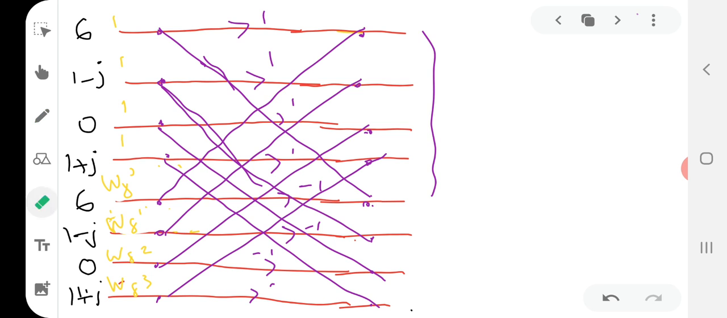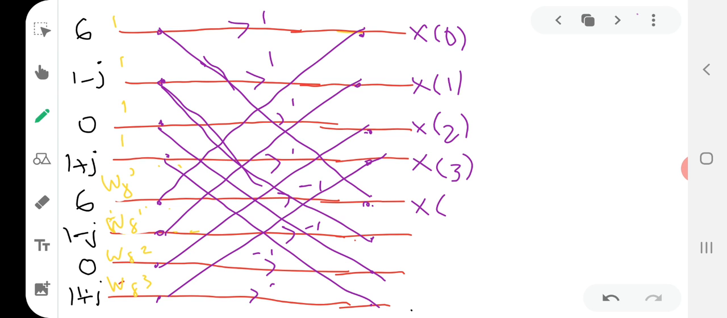Okay, now how will we find the signals? Suppose I mark this one as x of 0, x of 1 and x of 2, and this will be x of 3, and this will be x of 4, x of 5, x of 6 and x of 7.